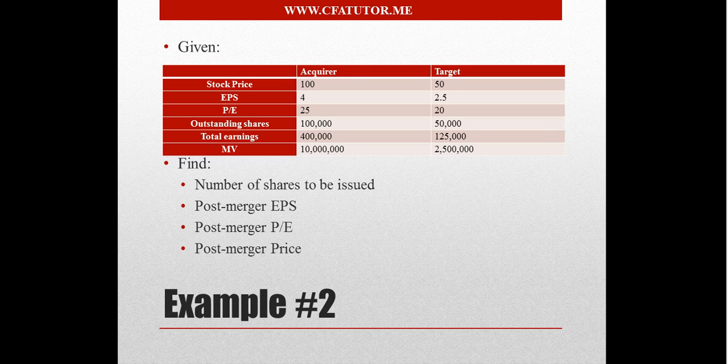So if we are given the following schedule for the acquirer and the target, with the following data about stock prices, EPS, price to earnings, outstanding shares, total earnings, and market value, we'd like to find the total number of shares to be issued, the post-merger EPS, the post-merger price to earnings, and the post-merger price.